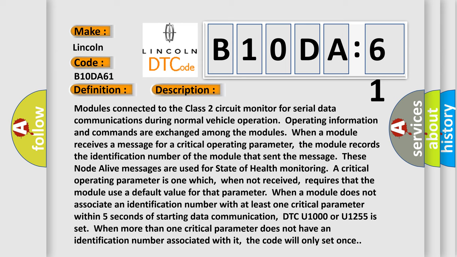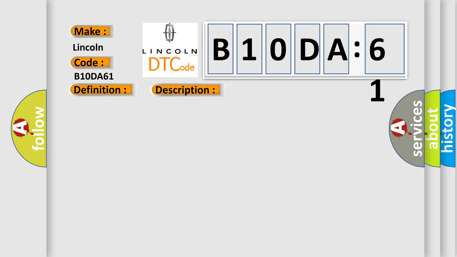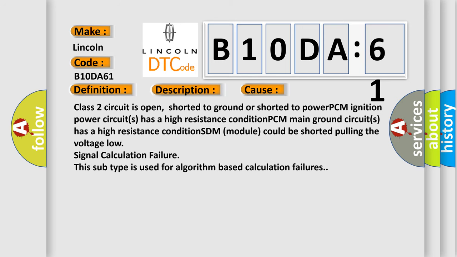This diagnostic error occurs most often in these cases: class 2 circuit is open, shorted to ground or shorted to power. PCM ignition power circuits have a high resistance condition. PCM main ground circuits have a high resistance condition. SDM module could be shorted, pulling the voltage low. Signal calculation failure. This subtype is used for algorithm based calculation failures.